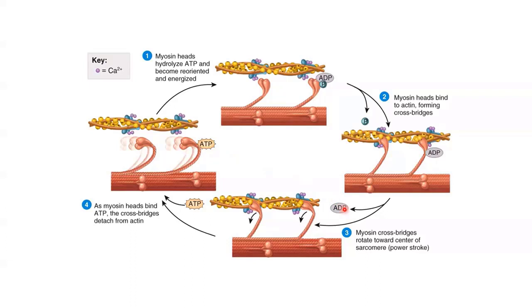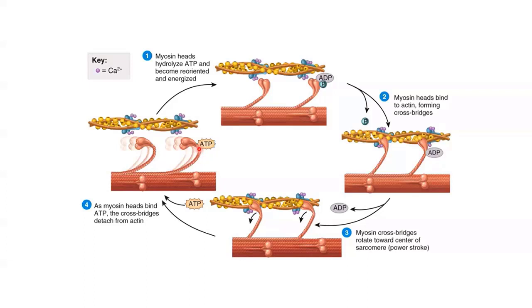To cause the release of cross bridges and therefore the relaxation of a muscle, a new ATP molecule actually has to bind to our myosin head. And now this part does seem to trick people. We actually need ATP to bind to myosin for the muscle to relax and not for the muscle to contract.